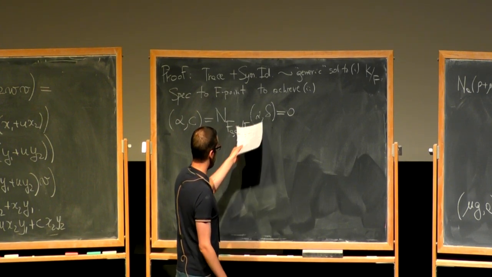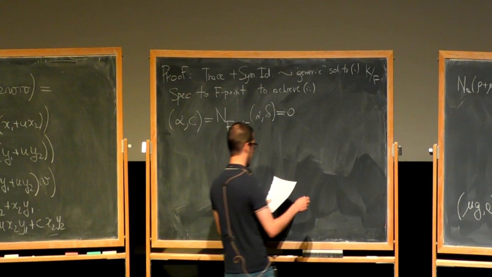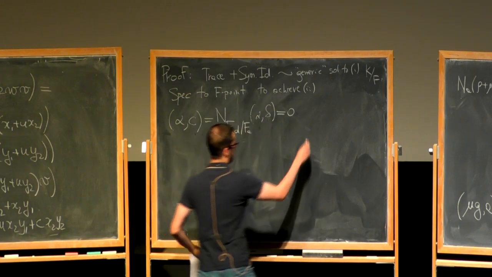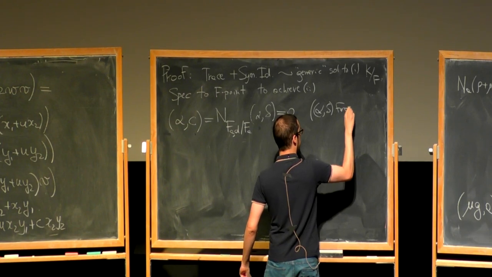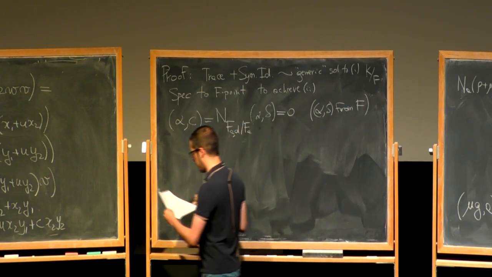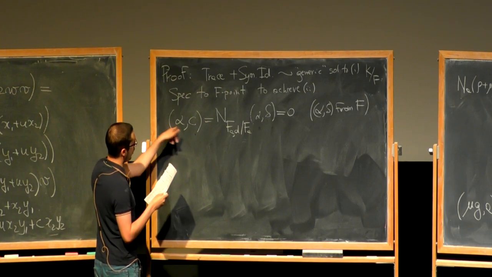So this is zero because alpha delta comes from F, so the corestriction is zero. Here we use the assumption, alpha delta from F. So this alpha C is zero. This means that alpha is a norm from FC.